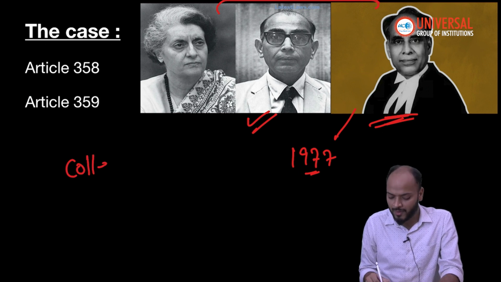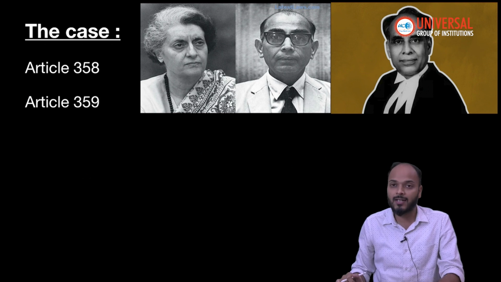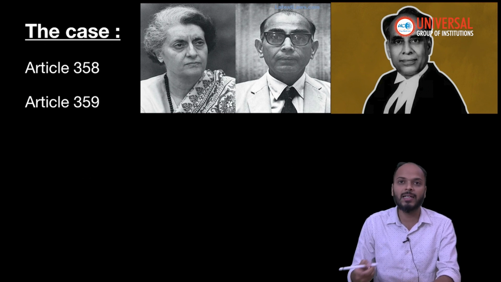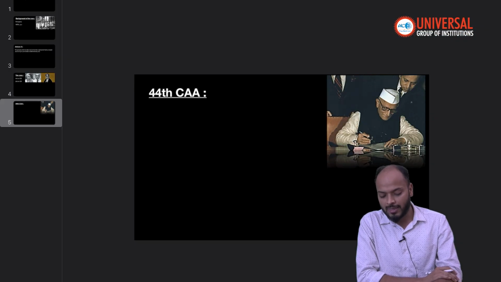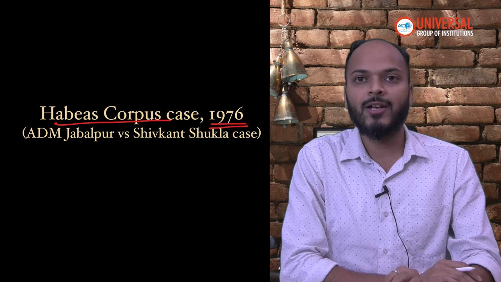All this interference by the executive into the functioning of the judiciary later became the reason for the evolution of the collegium system as well. That also we have discussed in another video. So Justice H.R. Khanna, even though he was senior, was ignored, and he resigned immediately, right? So this is what the habeas corpus case of 1976 is.